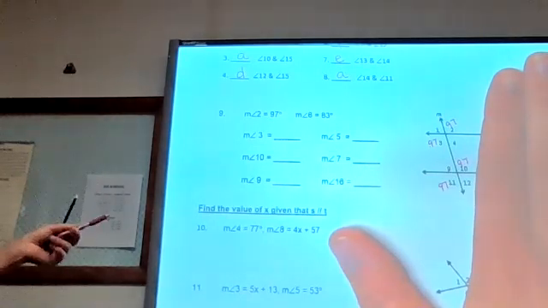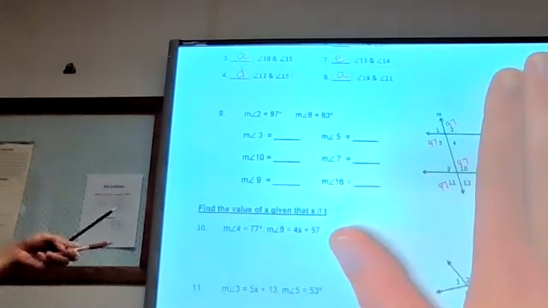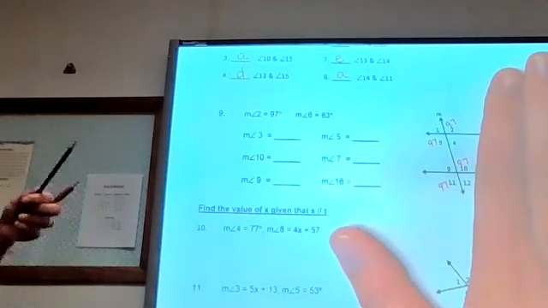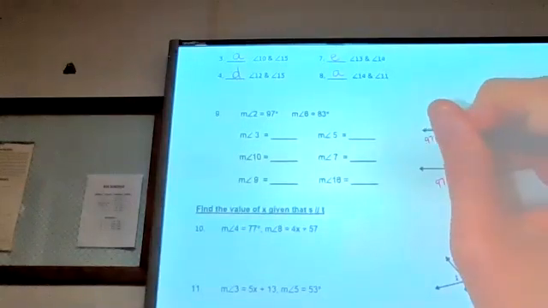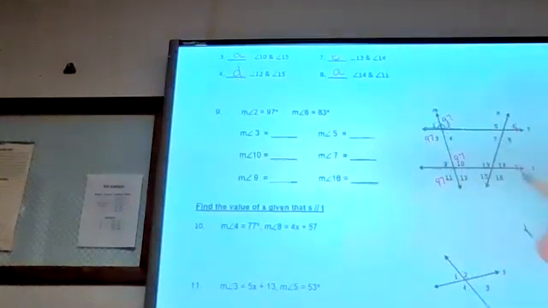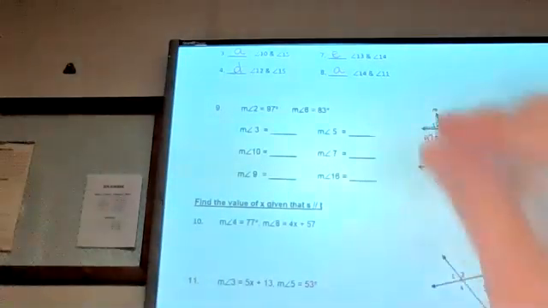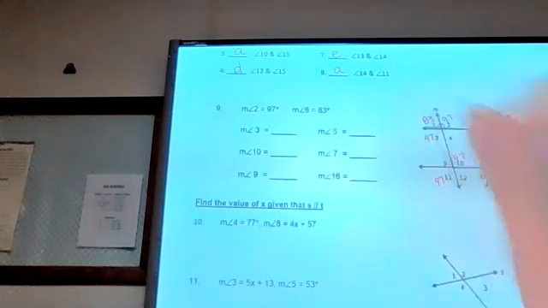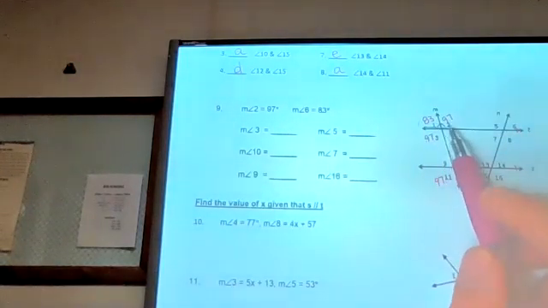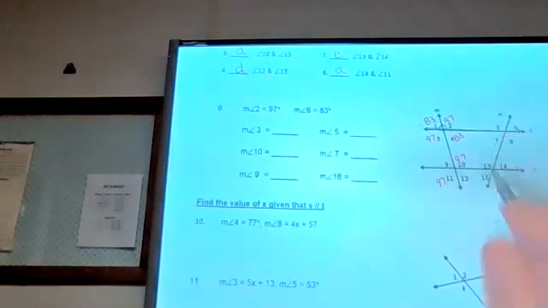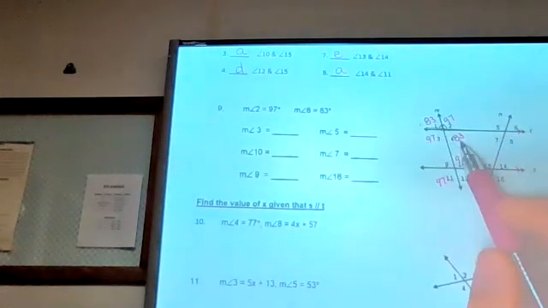What about the ones I didn't fill in? What would those be in relationship to 2? Like, what is 1 in relationship to 2? Supplementary, yeah. So 1 and 2 are creating this line here. So if 2 is 97, what must 1 be? 83. Because 2 and 1 have to add up to 180. And now watch, if 1 is 83, then 4 is 83, because they're vertical. And if 4 is 83, 9 is 83 because they're alternate.